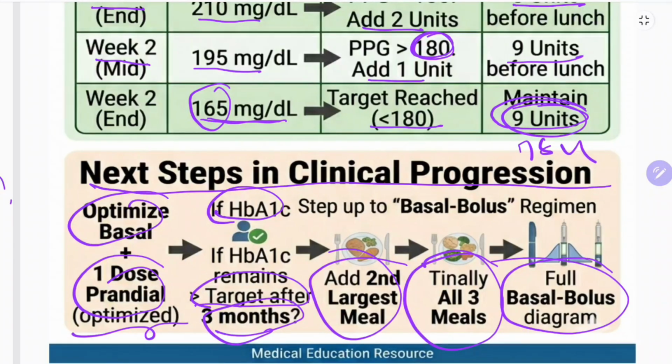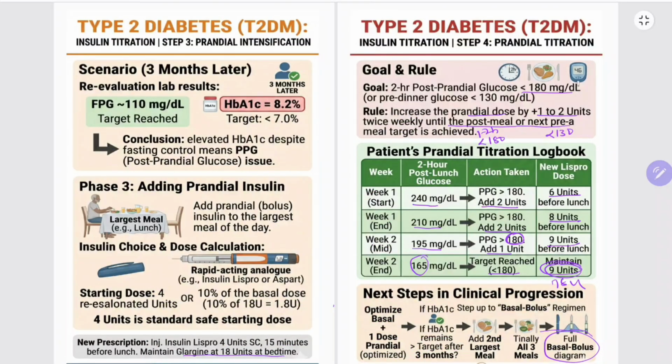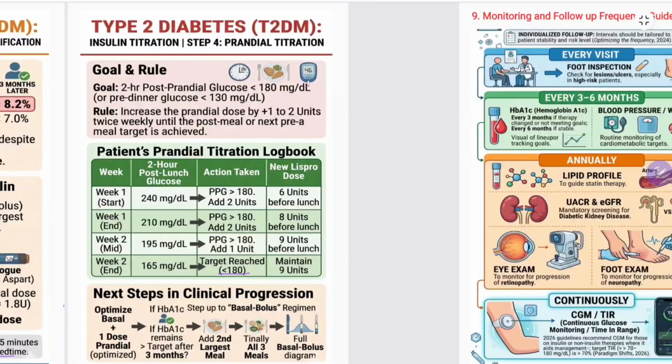Okay, this is the method of how we start the insulin dose, how we titrate, and how we achieve the target. This is the easiest method. I am not discussing the advanced methods, but this is the traditional method which is used. If you have not understood, you can go and watch the video one more time.